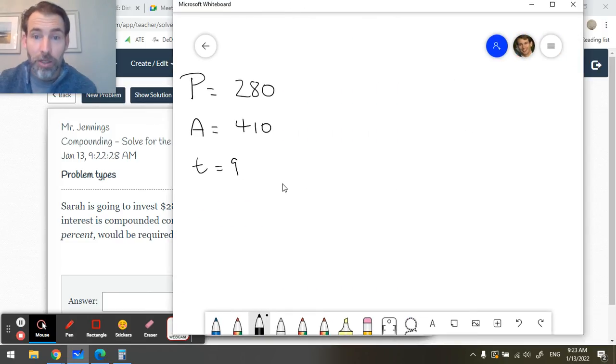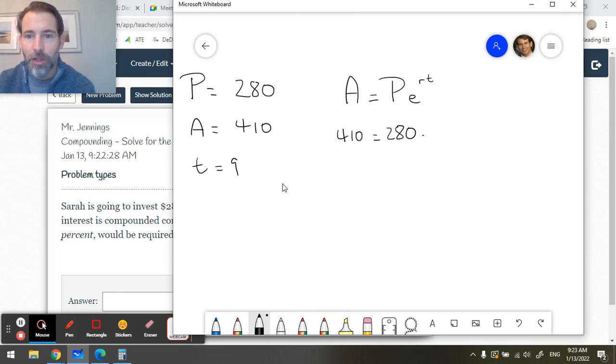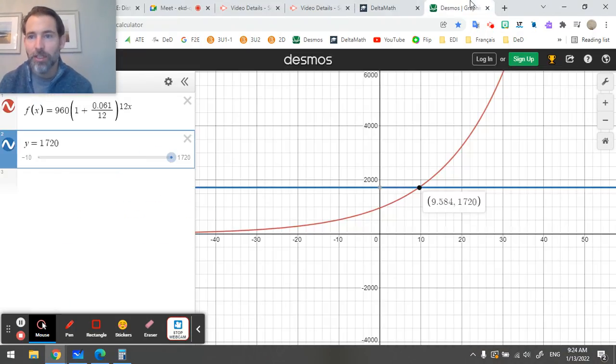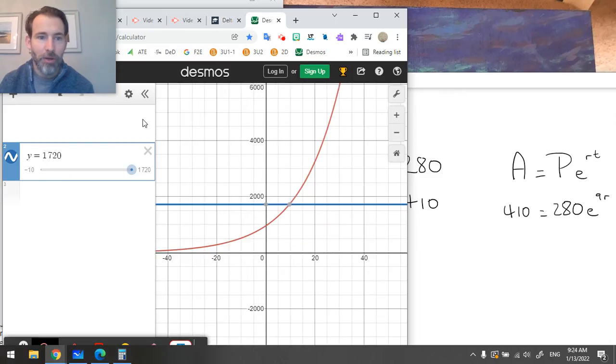So here's what we know: the amount is equal to P multiplied by funky number E raised to the power RT. We don't know R yet. We know T. So A is 410 equal to 280 multiplied by E to the 9R. What value R do we need here? We're going to, again, go to Desmos to find this. So we can go to Desmos right away. Let's put this over here so we can read it off and find it in Desmos.